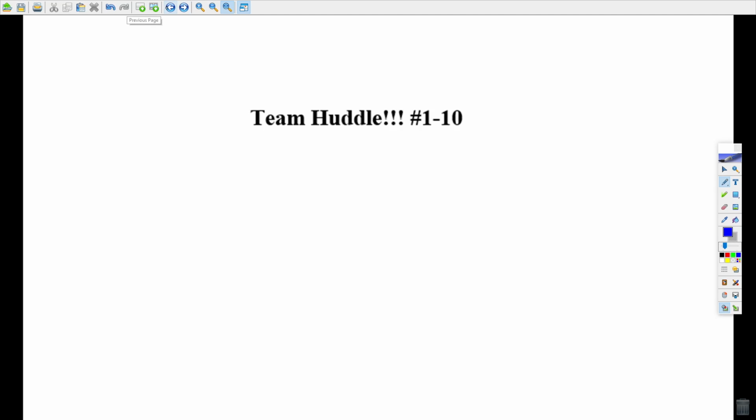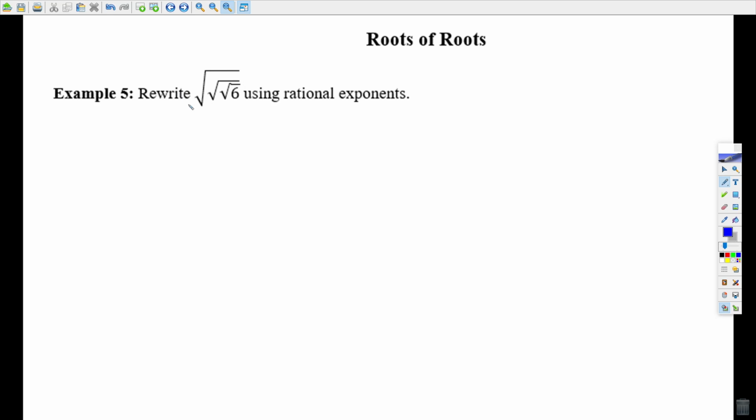I think we only have 2 more examples and we're done here. Okay, pretty short. We're going to rewrite a bunch of roots using a rational exponent. So if you remember, it doesn't matter how many roots we have. It's not going to be that difficult.